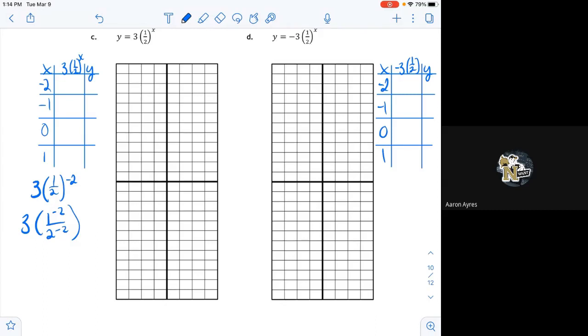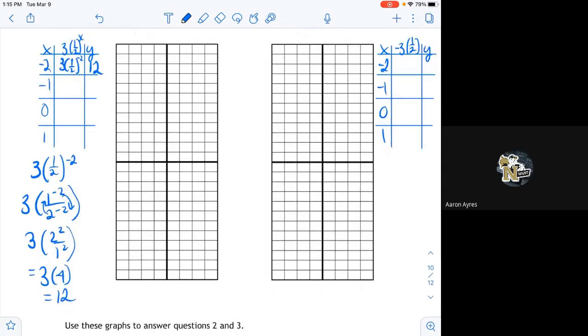And then what do you do with negative exponents? You swap their places, right? So this goes on top. This goes on bottom. So I have 3 times 2 squared over 1 squared. Well, what's 2 squared? 4. What's 1 squared? What's 3 times 4? 12. So here's the deal. 3 times 1/2 to the -2 becomes 12. So this ordered pair is -2, 12. Right down here.